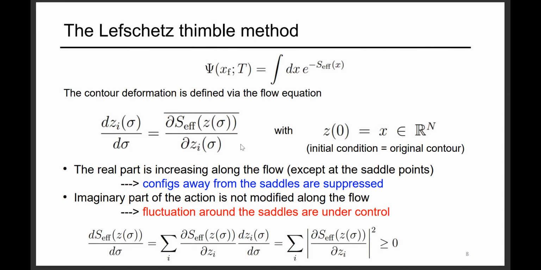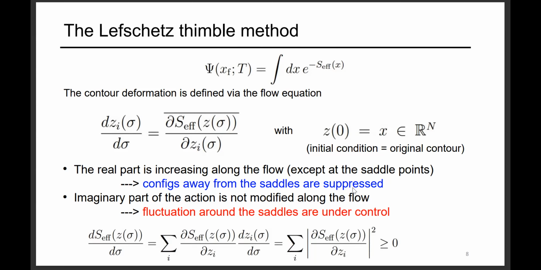This flow equation is actually designed in a very specific way so that it has two nice properties. The first property is that the real part of the effective action here can be shown to be increasing along the flow. Let's look at this equation. We take the derivative of this action with respect to the flow time, and using the chain rule, we have dS by dz and dz by d sigma. But dz by d sigma is the complex conjugate of dS by dz, so this is positive definite. It means that the change of the action is always positive. Because the real part is increasing along the flow, if you look at this formula here, the integral of e to the minus S, it means that the configurations away from the saddles are exponentially suppressed, because the action is positive away from the saddle.